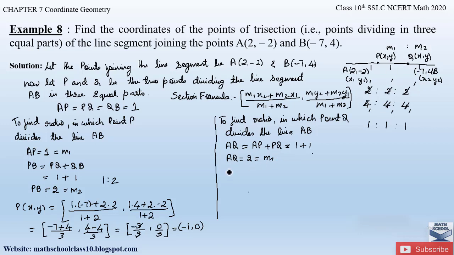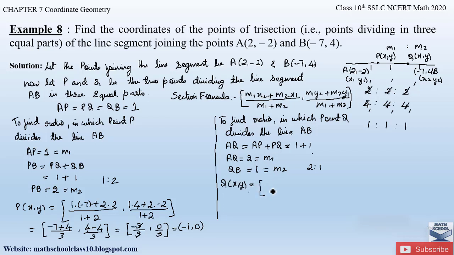AQ value is m1. Similarly, let us find out the QB value. QB is equal to 1, which we had assumed initially. So this will be nothing but your m2 value. Therefore, the point Q divides the line AB in the ratio 2 is to 1. So now let us find out the coordinates of point Q by applying the section formula.